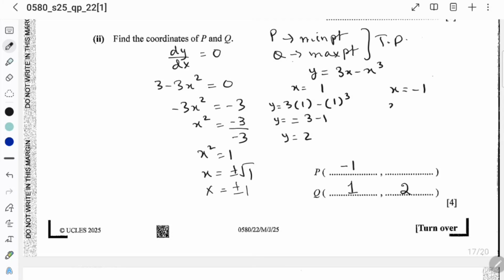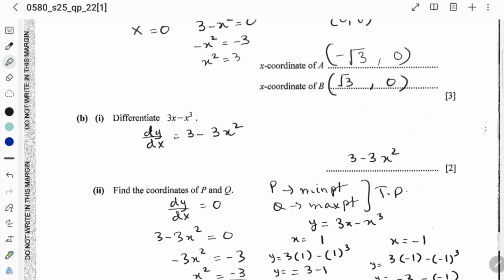For the x coordinate minus 1: 3 times minus 1 minus minus 1 cube. So y is equal to minus 3 minus into minus 1, that is minus 3 plus 1, which is equal to minus 2. So you are getting the p coordinate as minus 1, minus 2 and the q coordinate as 1, 2.